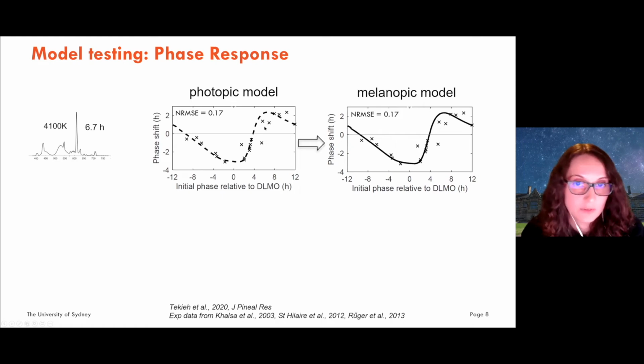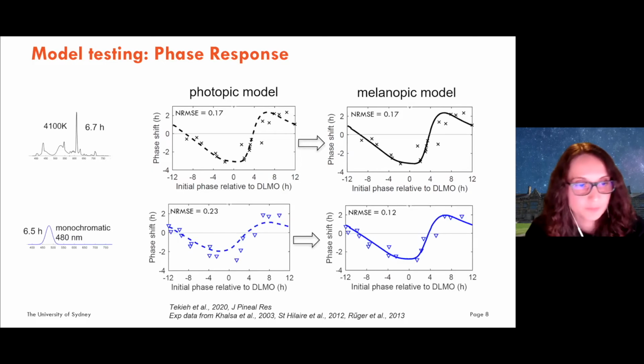It makes very good predictions for the fluorescent light, and our new melanopic model, using melanopic irradiance as an input, produces identical results for this fluorescent light, which is what it should do because we just recalibrated the model for the same light source. But then our hope is that the melanopic model will perform better when we consider other light sources.